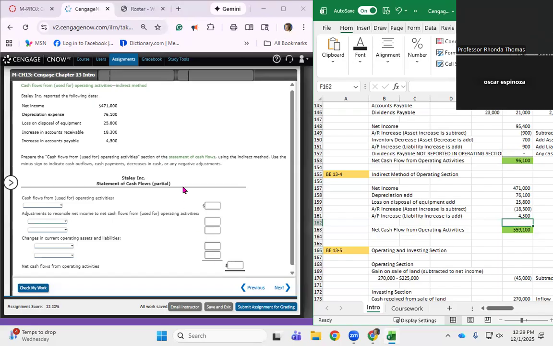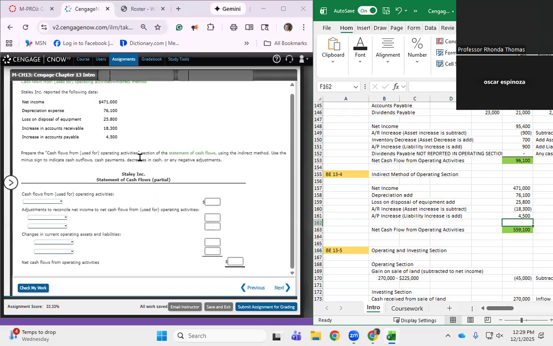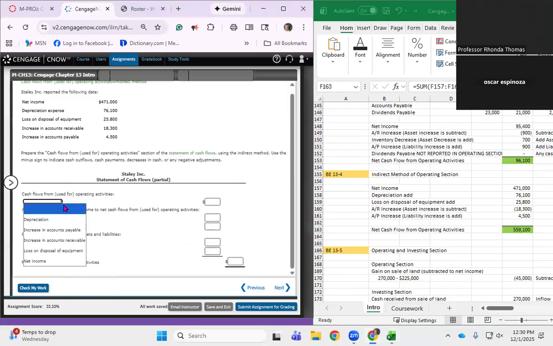So if I have followed along close enough, paid attention, it looks like we had a net income of 471,000, and because of the indirect method, we are now reporting net cash flow from operating of 559,100. Okay, so I'm going to go ahead and now put that in. And this is just a partial statement of cash flows. This is the first part. Remember, there's two more parts after that.